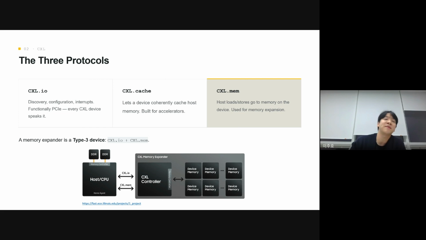So here is a basic diagram of a CXL memory expander. And you can see that there is a memory controller in the expander and lots of additional device memory. It can be DDR or LPDDR, and even DDR4 can be supported.